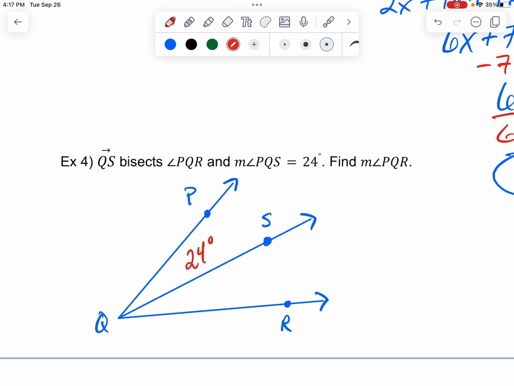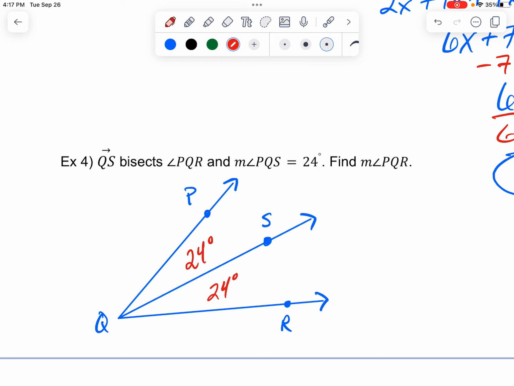And now the thing that we need to take away from this is, since QS is a bisector, that means it cuts the angle perfectly in half. Therefore, this other angle, SQR, must also be 24 degrees.